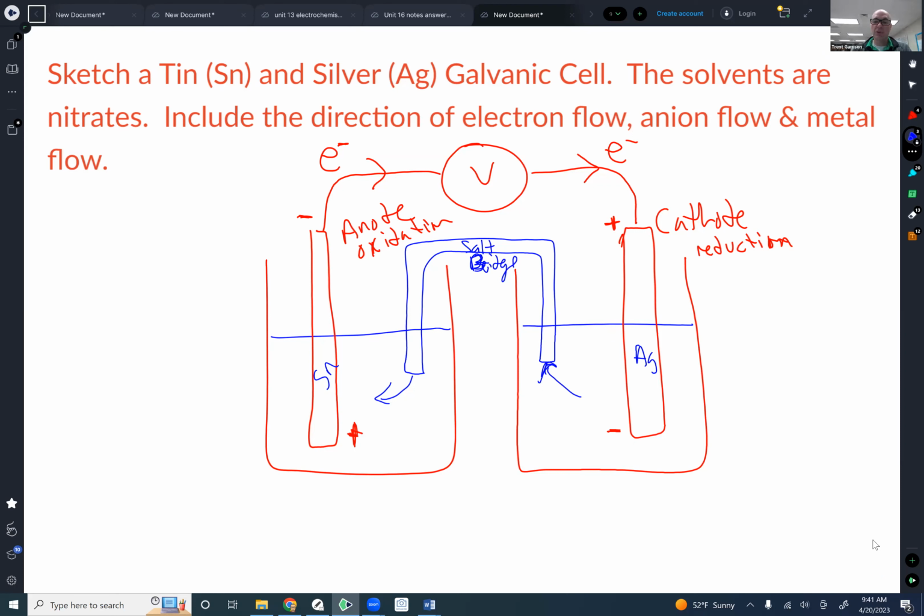If we wanted to include what would be in these liquids down here at the bottom, we could just call this something like nitrate, and then the nitrates would be coming off here, coming through here. And so that's how we could represent this.